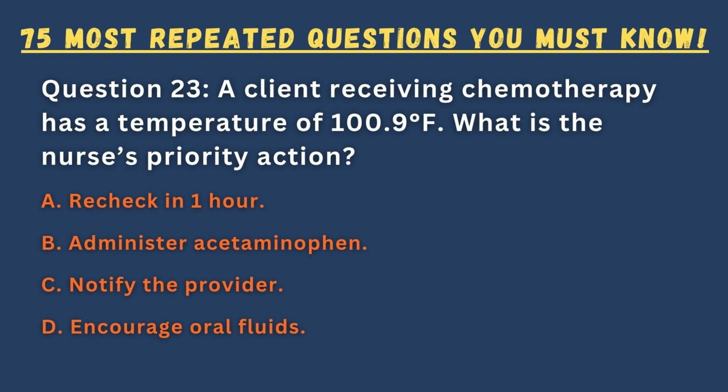Question 23. A client receiving chemotherapy has a temperature of 100.9 degrees Fahrenheit. What is the nurse's priority action? A. Recheck in 1 hour. B. Administer acetaminophen. C. Notify the provider. D. Encourage oral fluids.